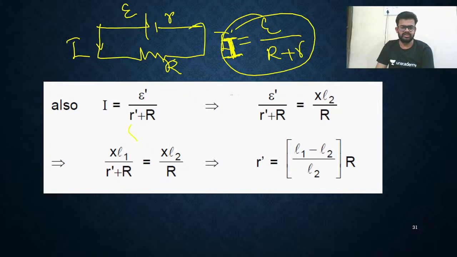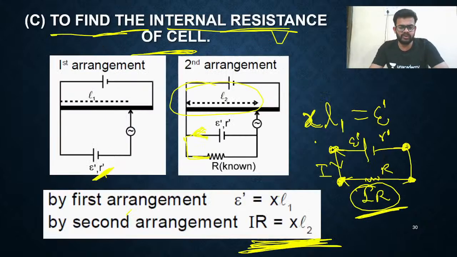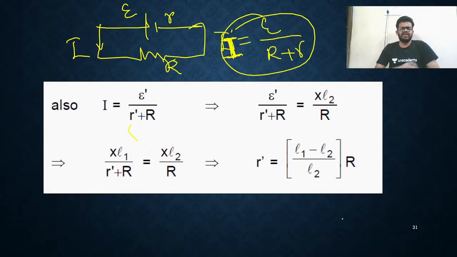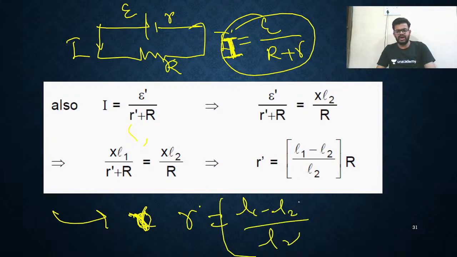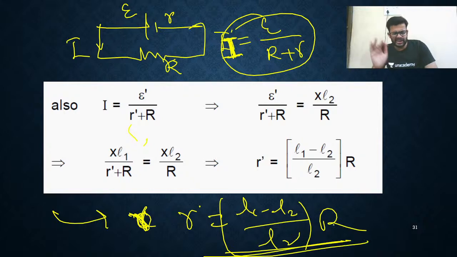We know that E dash is equal to X L1, and I R is equal to X L2. You know this, so no need to worry about that. Just use it directly. For the potentiometer, you need to remember this: whenever they ask you for the unknown internal resistance, use this only. r is equal to (L1 minus L2) divided by L2, into R. You use this formula, you'll get the answer. Why go for that long derivation?